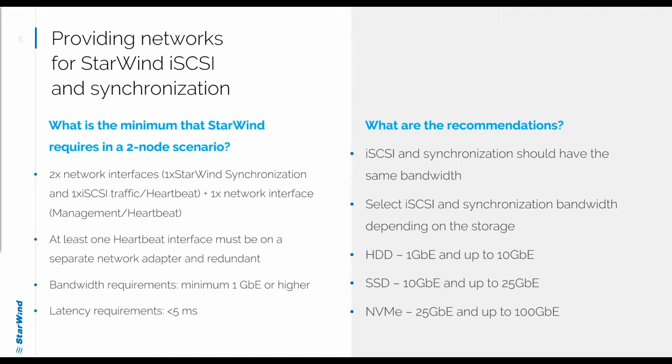Of course, if you can provide higher bandwidth, this is also valid. But the main thing here is to avoid the networking layer bottleneck. For NVMe, we recommend starting from 25 GbE and up to 100 GbE bandwidth to make sure we also won't end up in the networking bottleneck for our active replication and overall system performance.